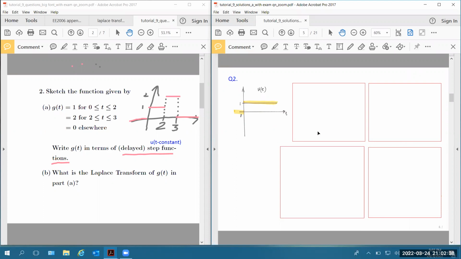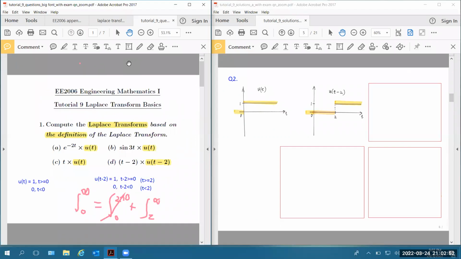Remember just now our u(t minus 2)? If we take u(t minus 2), this is the graph of u(t minus 2). I put down my definition here: u(t minus 2) is 1 for t greater or equal to 2. That's why, for t greater or equal to 2, the value is 1, and for t less than 2, the value is 0. So this is how it looks.